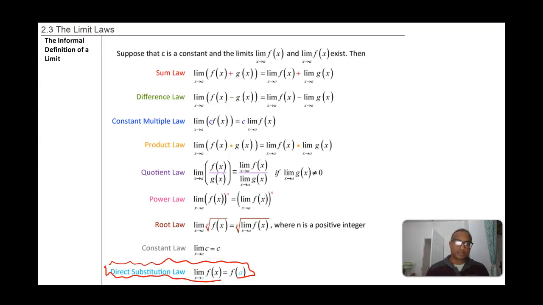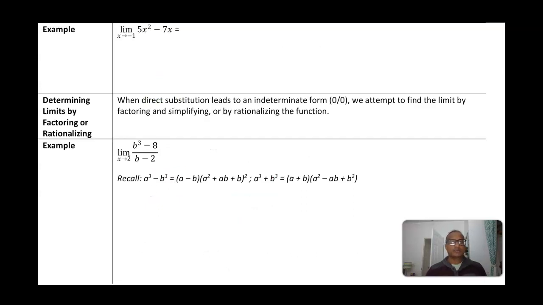Now that doesn't always work. Sometimes we get answers that are undefined, or answers like 0 over 0 or infinity over infinity, which we'll talk about later on. But we can first try it out. That should always be our first step. Okay, so let's get to some examples.